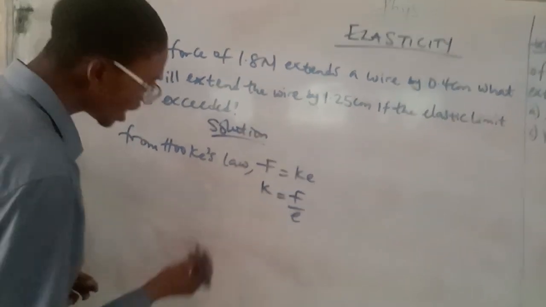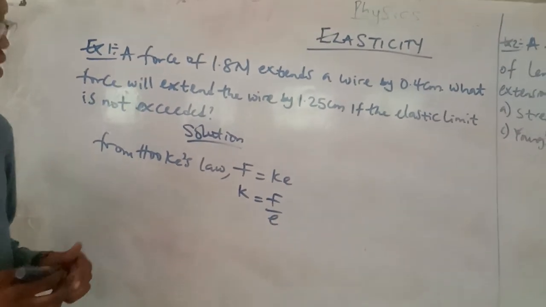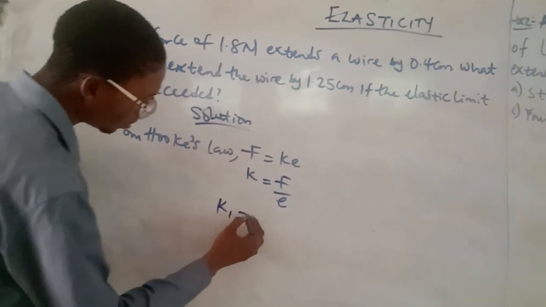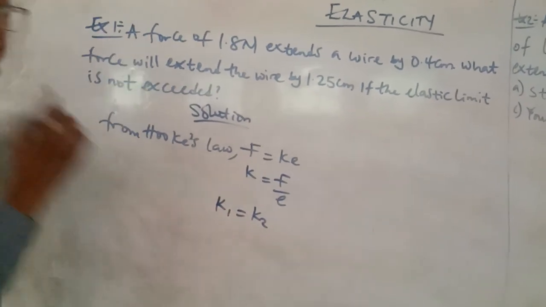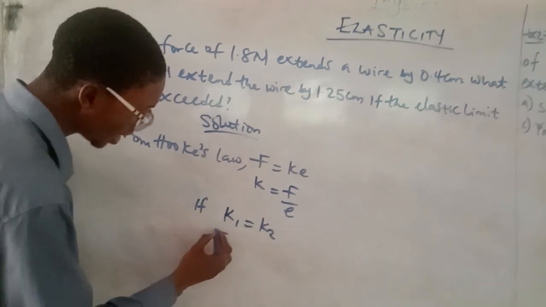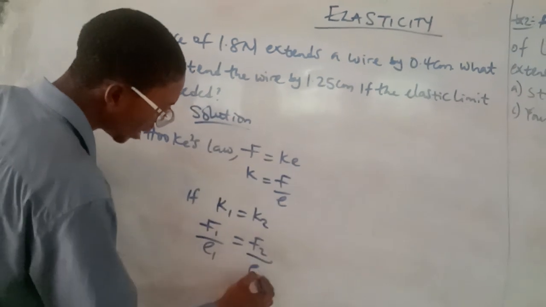What they are saying here is that if we are having two forces and two extensions, then our K1 is equal to K2. This is what we are going to have. If K1 equals K2, then F1 over E1 equals F2 over E2.